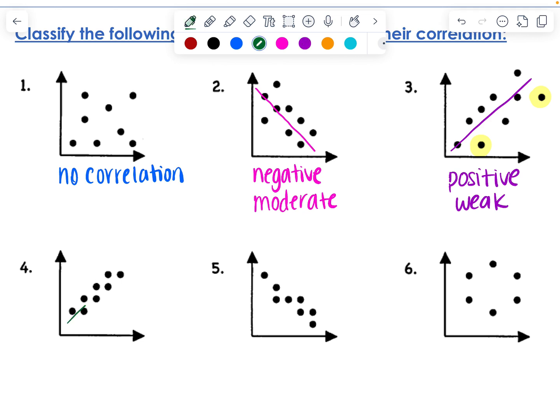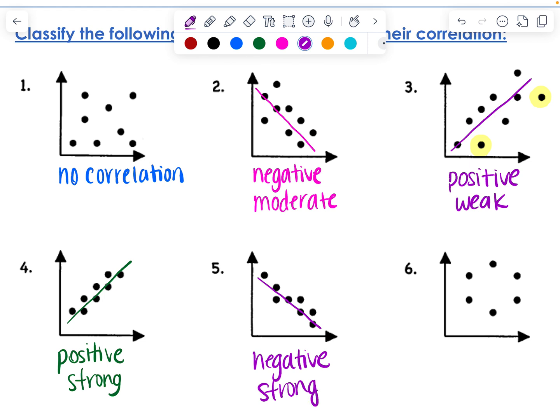As you can see with number 4, that is going to be positive, and it's also going to be strong because all of those points are very tightly aligned to that line. Number 5 is going to be negative because we're going in that downward direction, and it's also going to be strong because the points are really close to that line of best fit.